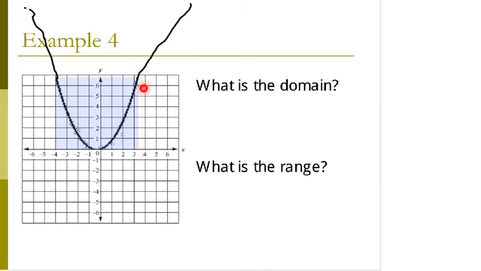5 is included, as well as the points in between. 6 is included, as well as the points in between. 7 is included, as well as the point, and even past that. So every number on this side of our x-axis would have some matching point on our graph or our relation.